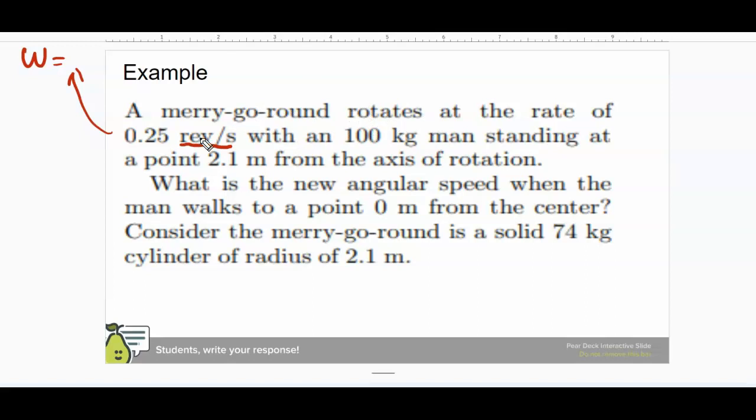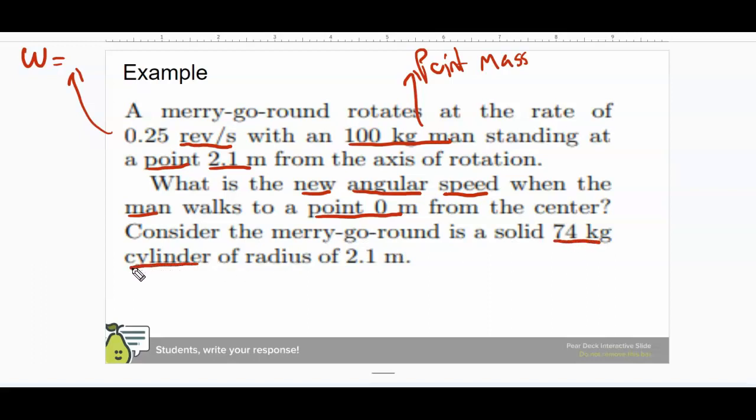So there's a merry-go-round rotating. This is omega for the merry-go-round. There's a 100-kilogram man standing at a point 2.1 meters from the axis of rotation. Because it doesn't say anything else, I think I can treat the man like a point mass, in which case his I is just mr squared. The question is asking what is the new angular speed, the new omega, when the man walks to a point 0 meters from the center. Consider the merry-go-round as a solid 74 kilogram cylinder or a disk of radius 2.1 meters.